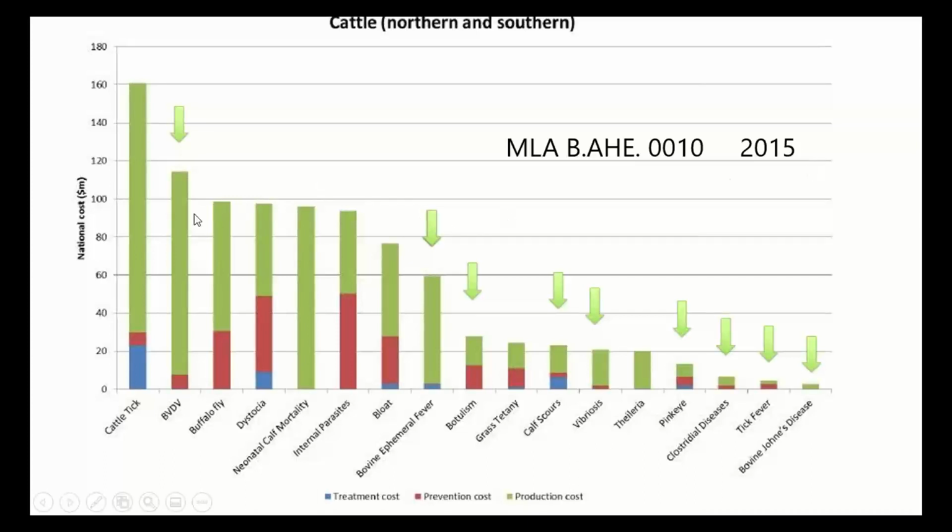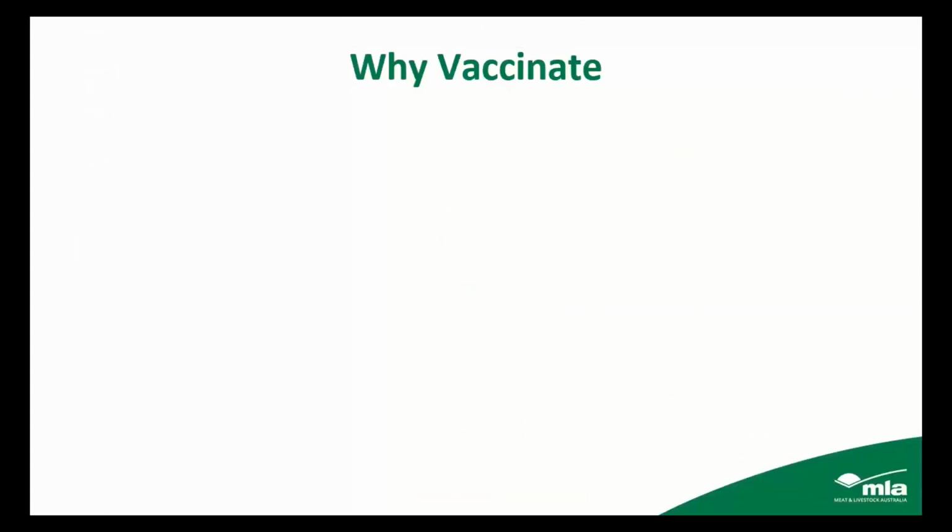And I guess I'd particularly highlight bovine virus diarrhea, BVD, botulism, and for our southern producers, vibriosis, pink eye. Bovine ephemeral fever, as the name suggests, comes and goes. The other thing to notice, in fact, is that for every disease listed there, the production costs are way, way greater than the prevention costs, which is obviously the vaccinal component. Not the only one, but a major one.